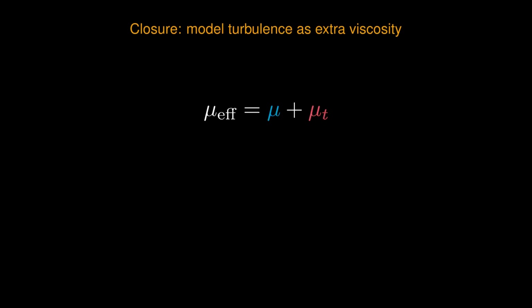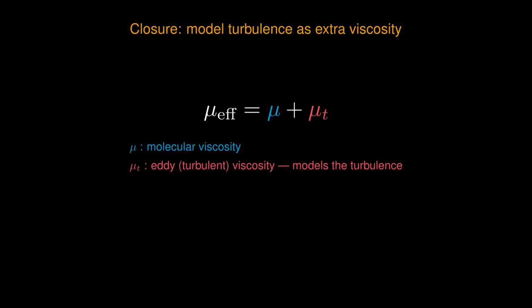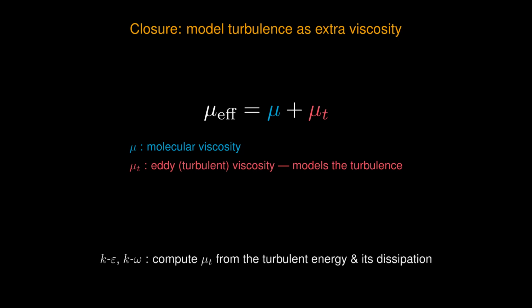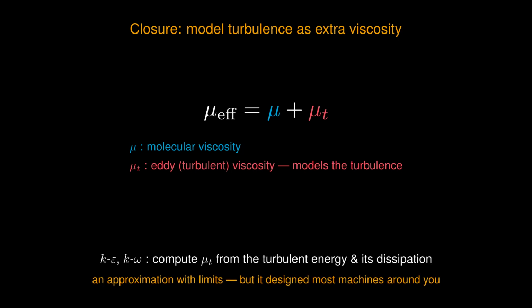The most common closure is a neat piece of physics. Turbulence mixes momentum, smearing fast and slow fluid together, and that is exactly what viscosity does too. So we model the turbulent stresses as if they were just extra viscosity, an eddy viscosity, added on top of the fluid's real one. The famous models, k-epsilon and k-omega, are recipes for computing that eddy viscosity from a couple of transported quantities, the turbulent kinetic energy and the rate at which it dissipates. It's an approximation, and it has limits, but it's good enough to have designed most of the machines around you.